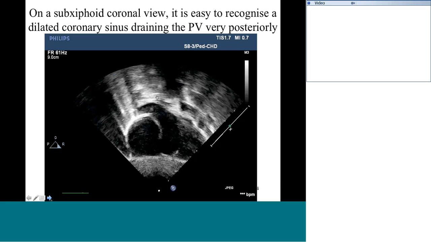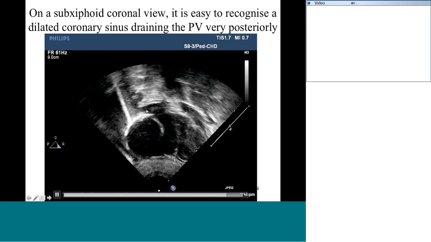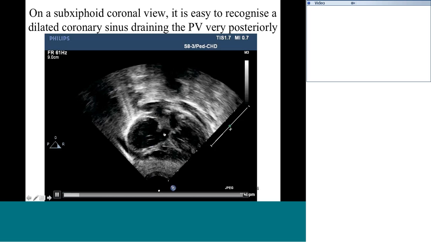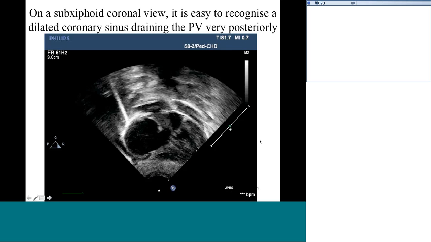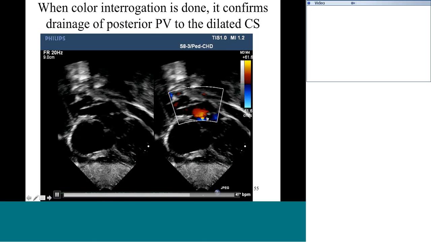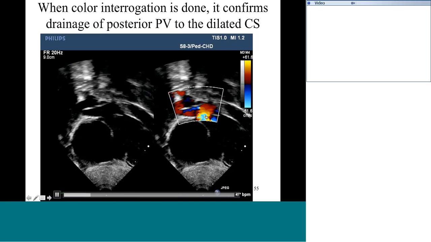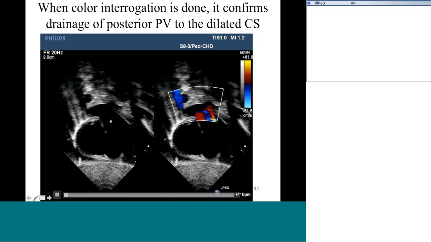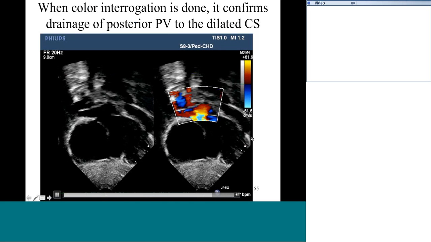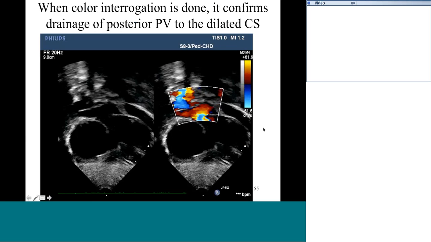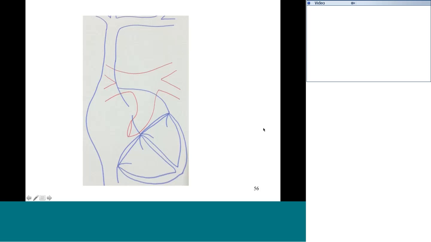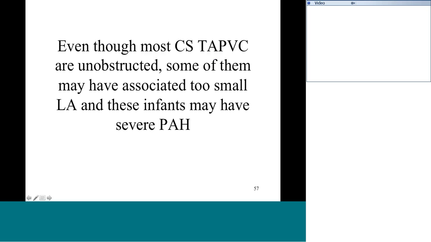This is coronary sinus TAPVC, where all the four pulmonary veins drain through the dilated coronary sinus into the right atrium. And you can see some flow turbulence. However, if you look at the anatomical pathway, it is not obstructed. So most coronary sinus TAPVCs are not obstructed. So this is how a coronary sinus TAPVC comes, and there is a PFO or an ASD to allow the right atrial blood to go into the left atrium.